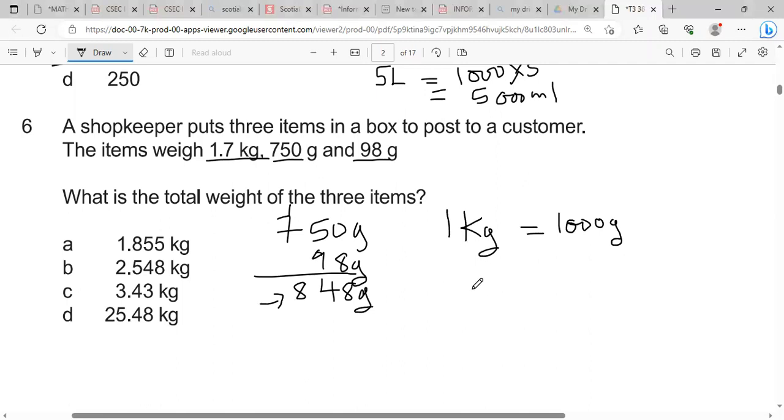So what we do is we know it's a fraction. We divide by 1,000. All right. So we have 3 zeros, 1, 2, 3. The decimal point is right here. So we move it 1, 2, 3. So this becomes, in kilograms, 0.848. All right. So what this means now, we are supposed to add to the 1.7 kilograms.